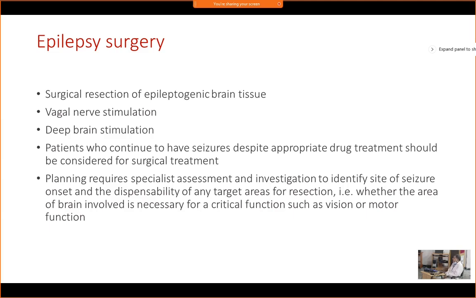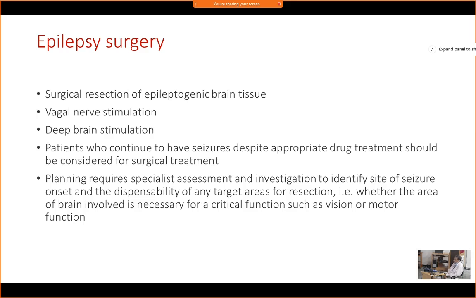Now, if the person does not respond to the optimal drug treatment, you have given the first line drug, the second drug of the first line, went on to the second line drug, first one or the second one, added another drug, but still the person is not responding properly, you have verified and confirmed that the adherence of the person is good. You have also confirmed that the person does not have anything else other than epilepsy for this particular disorder, then you consider surgery.